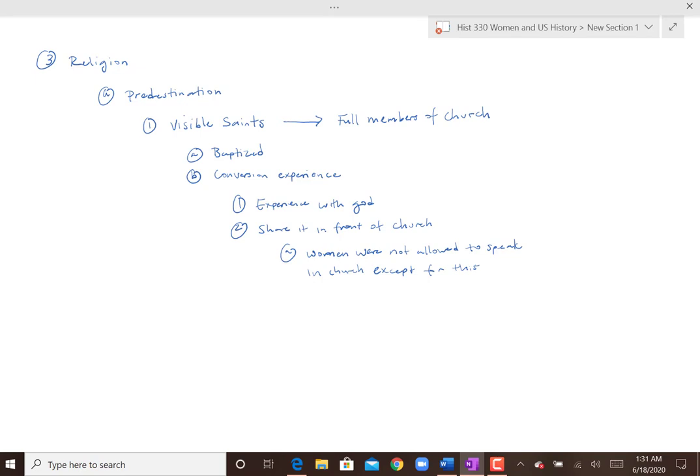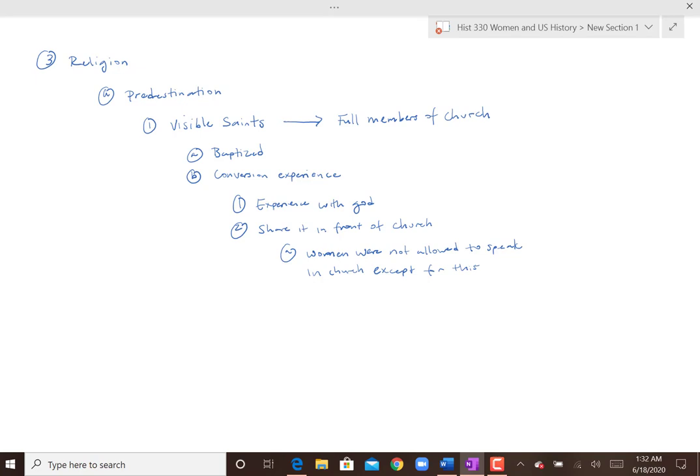So the idea was that your actions and behaviors were likely a reflection of whether you were saved or not. They did say we can't know for sure who's been determined to be saved, but we can have a good general idea based on who's a visible saint. A visible saint is more likely to be saved because they've been baptized and had a conversion experience. And so you'd have this experience, and then as a woman, you'd have your one chance to speak in church, and you'd get up and share it.